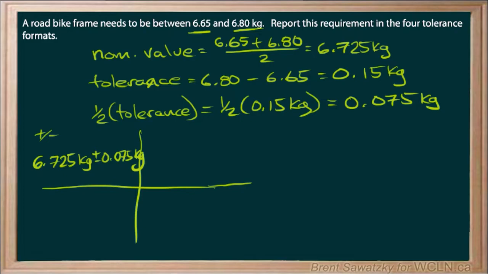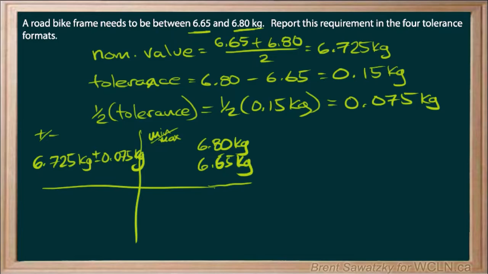The other formats that we could run into, min, max. And so with this one, we always show the max on top, the min below. And so let's take a look here. The max in this case was 6.80 kilograms and 6.65 kilograms. And that's all we really have to do to show the min-max. So if you were asked a question regarding tolerance and you were given it in this format, you would just take a look at the two numbers and say, oh, well, the top one's the max, bottom one's the min, and I can go from there.